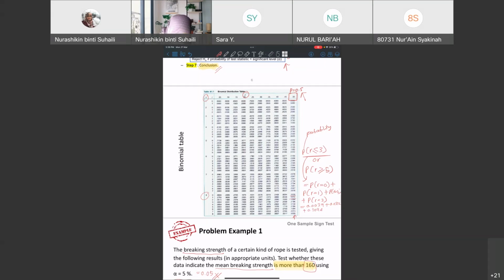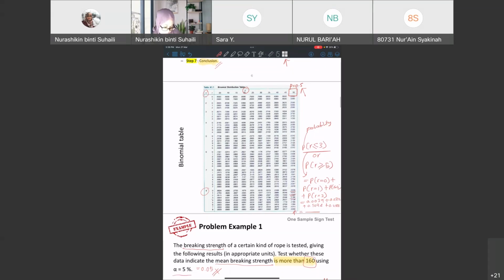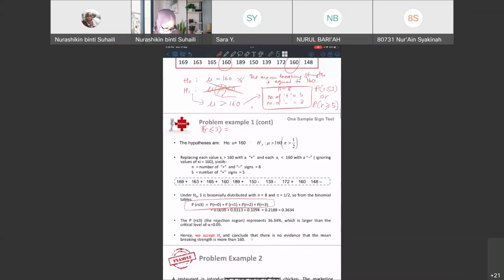R2 is this one, right? Okay, and R3 is this one. Plus 0.2188. Okay, so the values here, you sum up, you will get this one actually, 0.3634. Tengok, these values are the same yang I mentioned tadi. Okay, that one is when you consider R less or equal to 3.